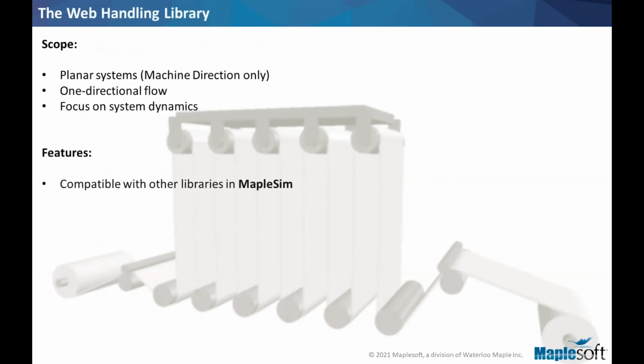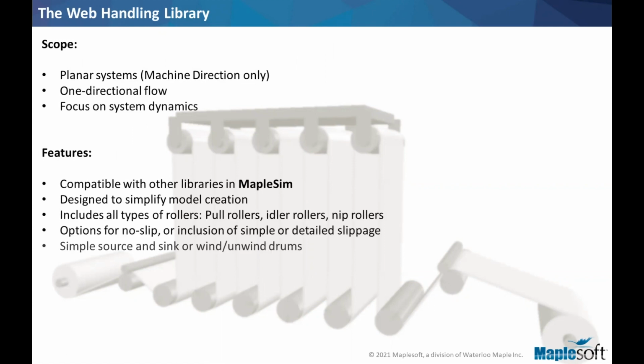First, an overview. The web handling library is going to focus only on planar systems from a mechanical standpoint, or the machine direction in web handling language. It's for one directional flow from upstream to downstream, from source to sink, or from unwind to rewind. That's the process that we are going to simulate with the web handling library in MapleSim.